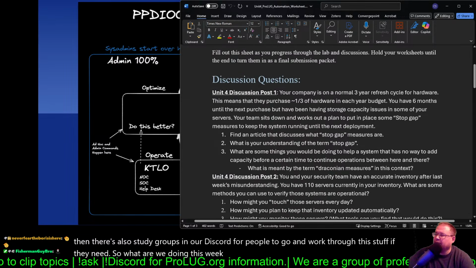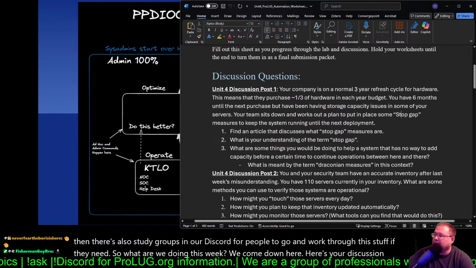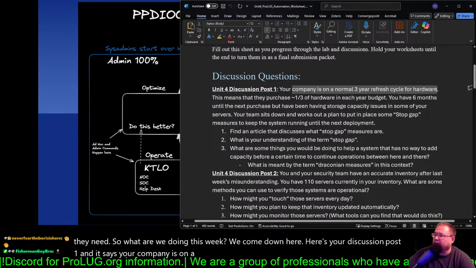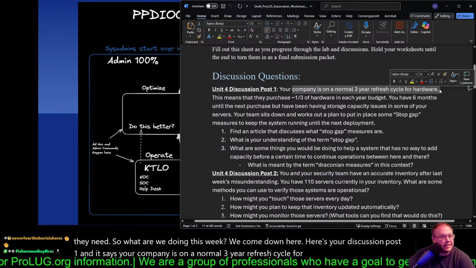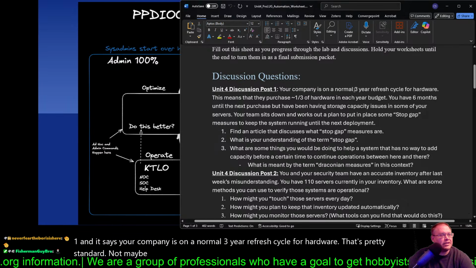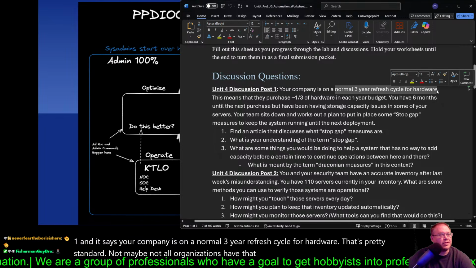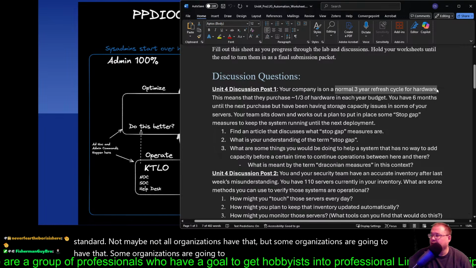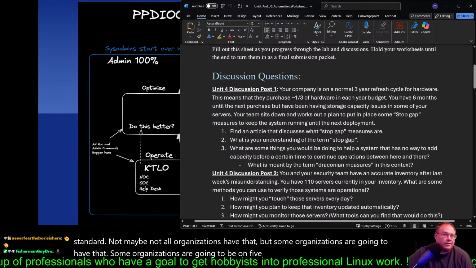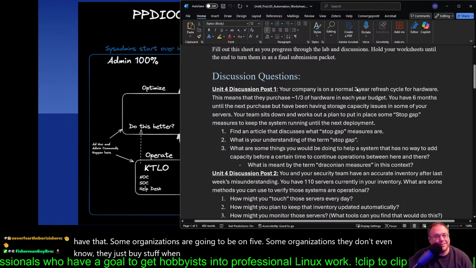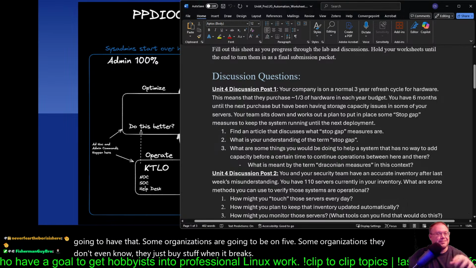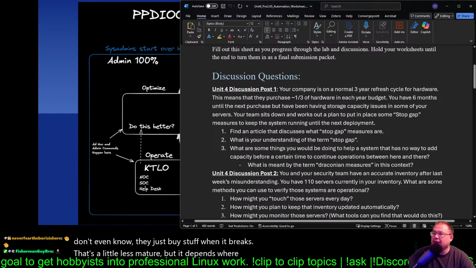Here's your discussion post 1. It says your company is on a normal 3-year refresh cycle for hardware. That's pretty standard. Maybe not all organizations have that, but some do. Some organizations are going to be on 5. Some organizations don't even know; they just buy stuff when it breaks. That's a little less mature, but it depends where your organization is. But what does that mean?